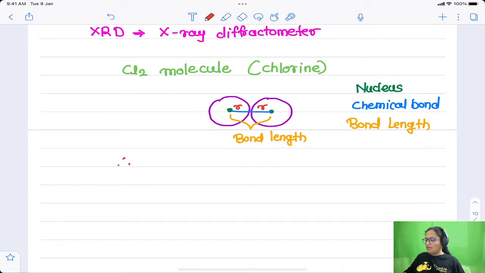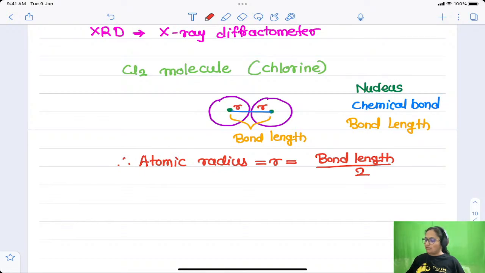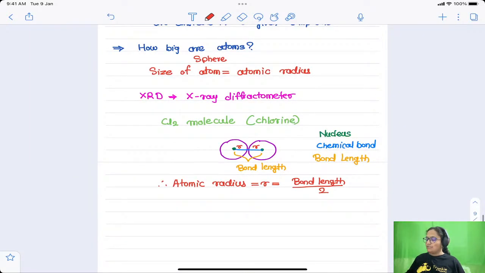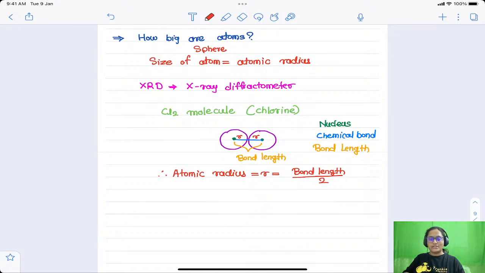Therefore, how can I find out the radius of an atom? This distance I can get by using the XRD experiment. If I divide that distance by 2, I get R, that is, R equals bond length divided by 2. That is the atomic radius, right? So this is how atomic radius is measured.